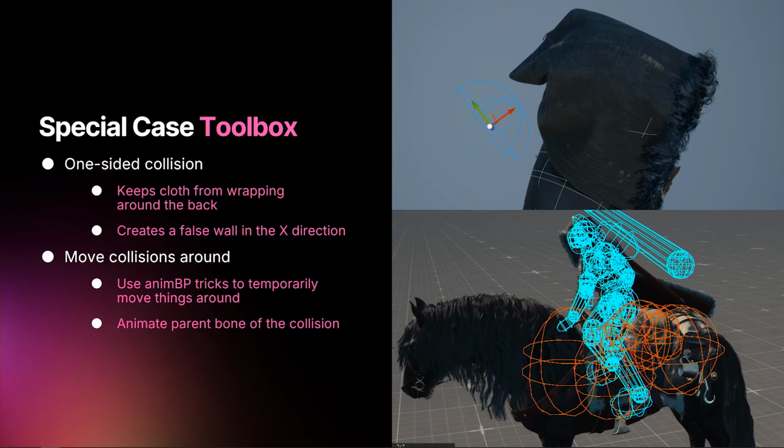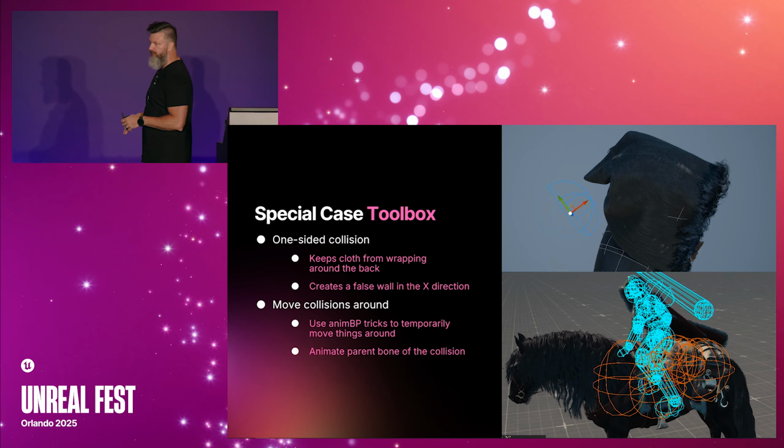One new feature we added to capsules was a one-sided collision. It might be kind of hard to see, but at the top, one of the issues we had with the cloak and the tail of the hood was that as Siri's head would turn, it would wrap around the capsule. What this one-sided collision does is, in the positive X, it always pushes out that way and helps prevent your cloth from wrapping around to the backside.